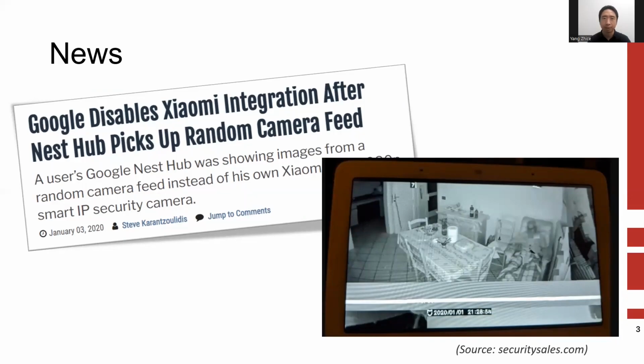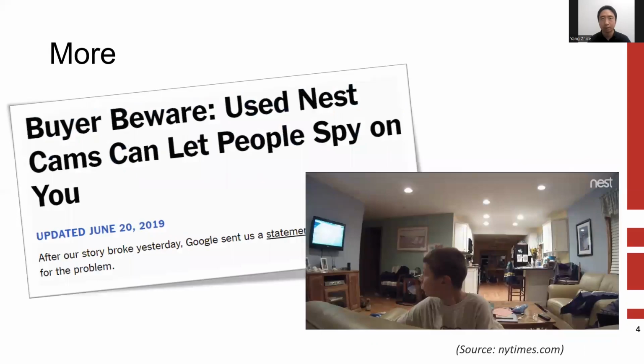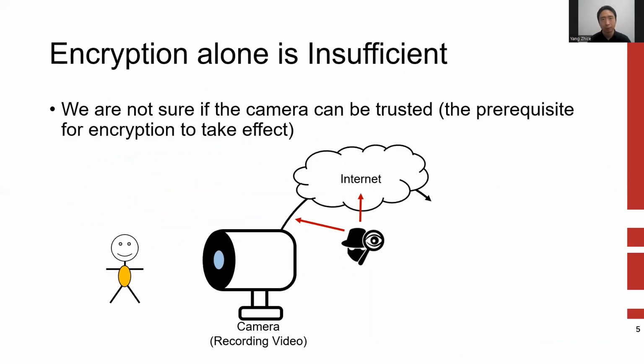Xiaomi, a major smart device vendor, probably due to protocol bugs, their cameras might leak images to other users. Another similar case is Nest camera. It is reported that some second-hand Nest cameras can be viewed by their former owner. Of course, the above issues were fixed, but the risks remain. There are much more undisclosed issues that can cause privacy breach.